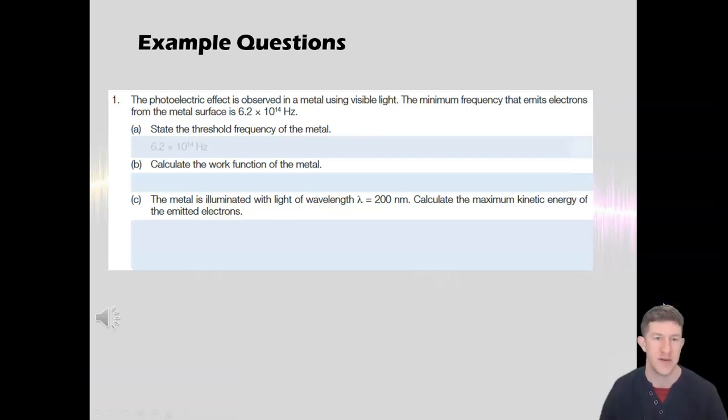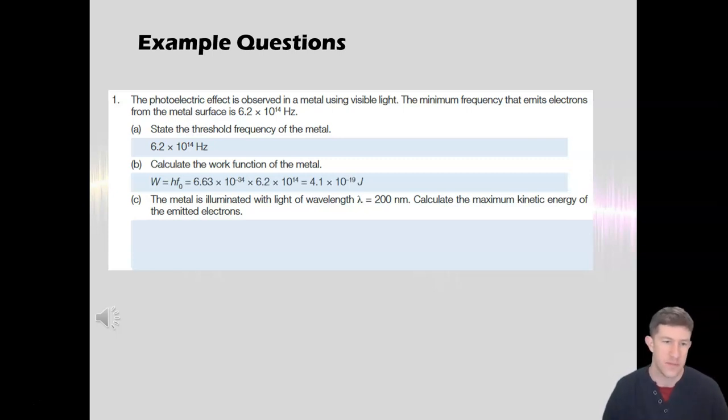So the threshold frequency of the metal is 6.2 times 10 to the 14 hertz. For the work function, we use hf naught. We plug in 6.63 times 10 to the negative 34, Planck's constant, and f naught from part A, and we get 4.1 times 10 to the negative 19 joules. So that is how much energy is required to get it to the surface, to escape its material.